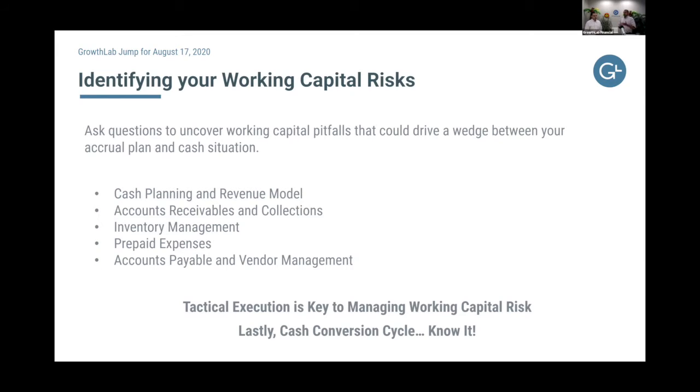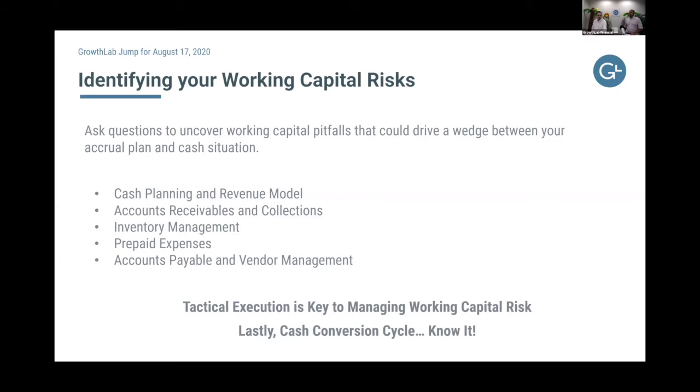I would even throw something like deferred revenue into this, because deferred revenue is not working capital, but it ultimately becomes a driver of negative implications. You have to plan for it. But deferred revenue is also a great way to boost your working capital up front, right? It's a great drug for your balance sheet, as long as you can plan. Yep. So tactical execution is key to managing working capital risk, and more importantly, know your cash conversion cycle.